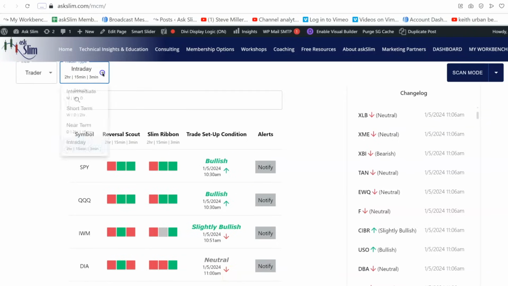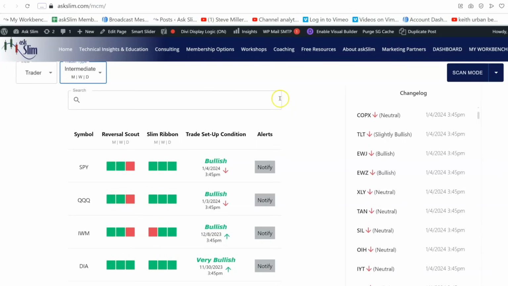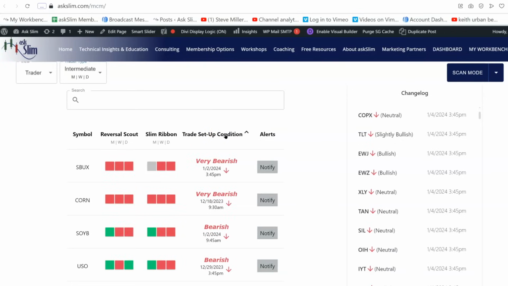So this is fantastic. I'm going to go back to the intermediate right over here. We have a lot of symbols in here, all of the widely held ones that you use, so you can scroll to see what are the most positive, most negative as far as conditions go. You can see in here the top 4 bearish ones I'm going to show you: Starbucks, corn, soybeans. So we have negative conditions going on in those grains that are falling very hard.